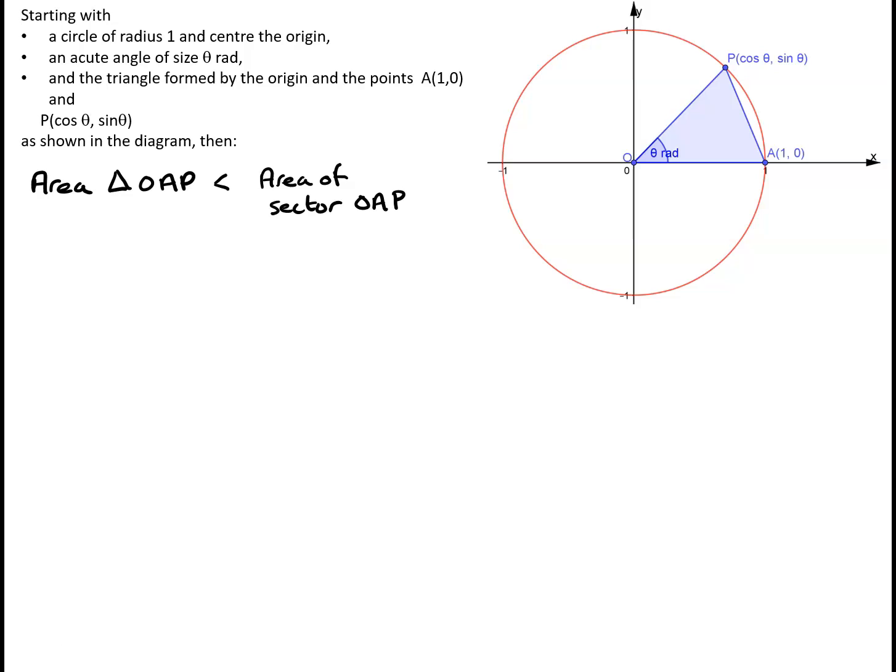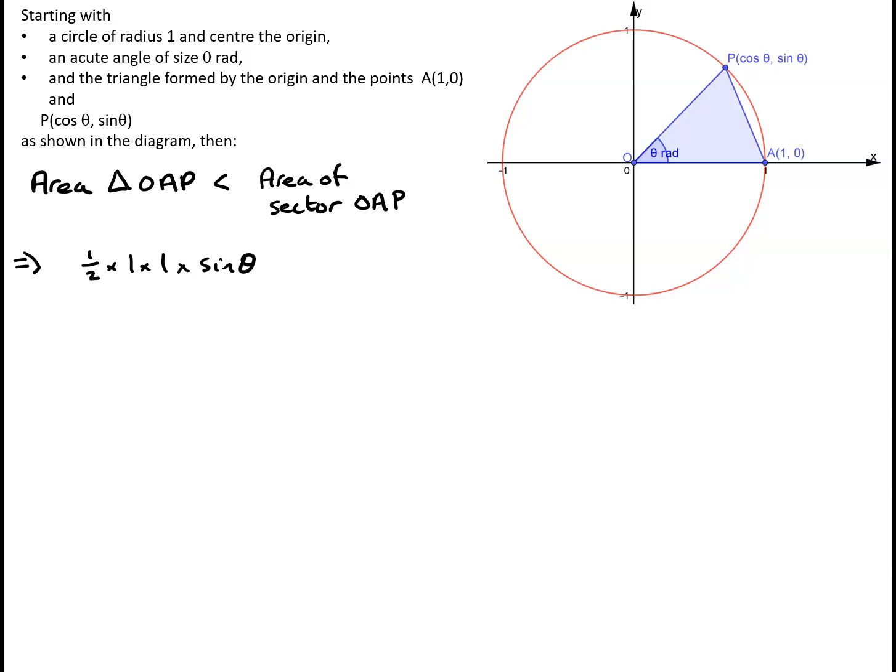The area of the triangle, we can use the formula a half ab sine C to say that the area of the triangle is going to be a half times OA, which is 1, times OP, which is also 1, times sine theta. So the area of triangle OAP is a half times 1 times 1 times sine theta.